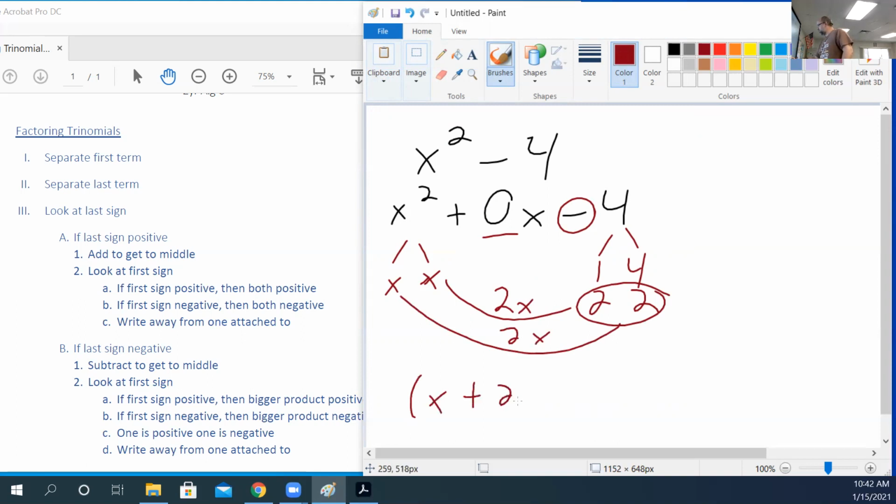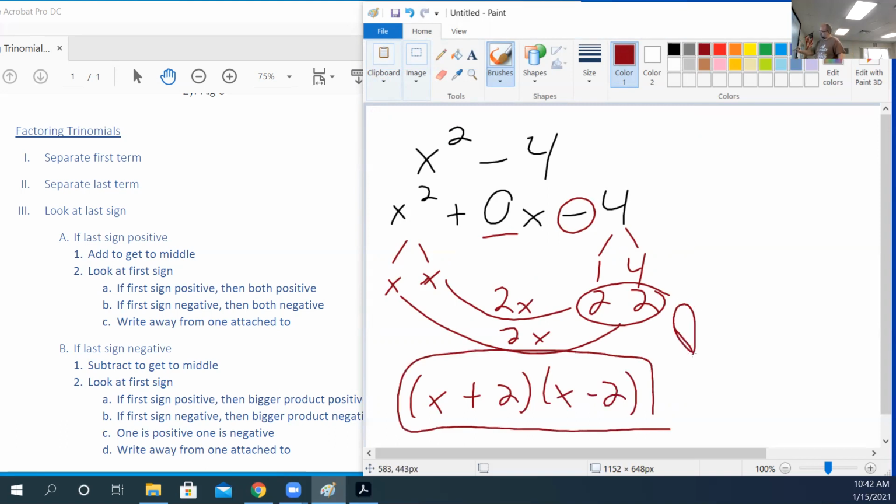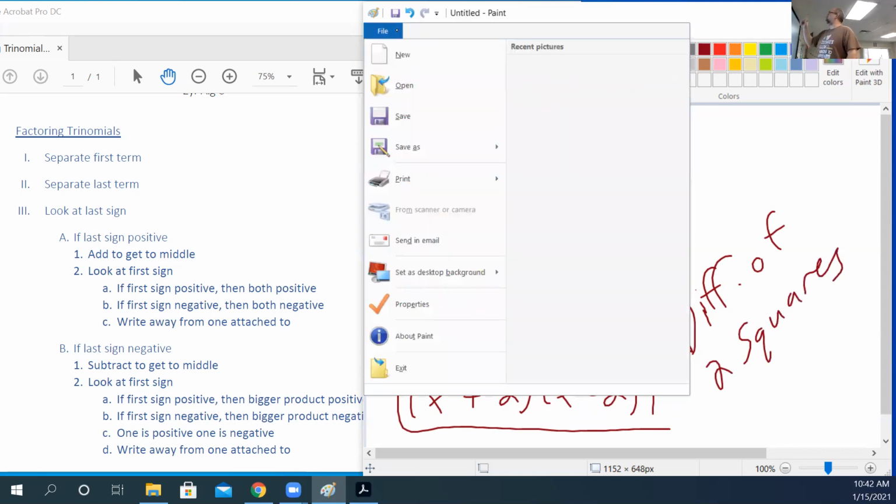x plus 2, x minus 2. So 1's positive and 1 is negative. A good old difference of 2 squares. All right. One more style to go.